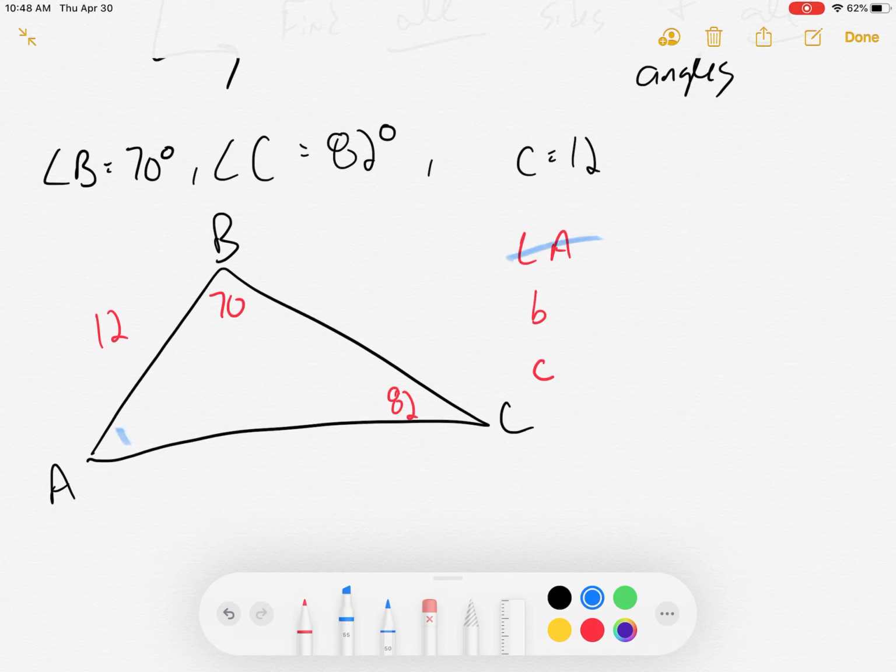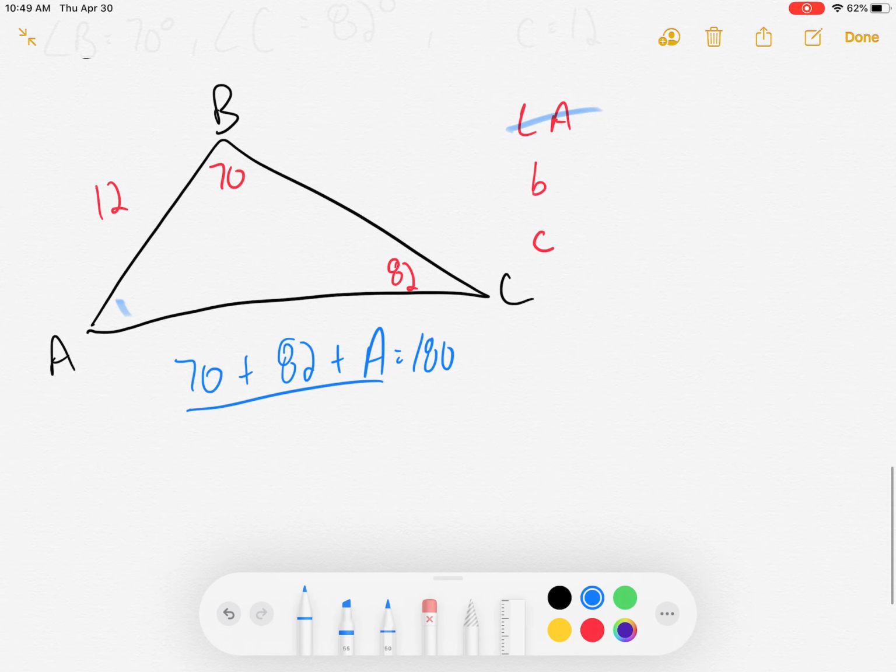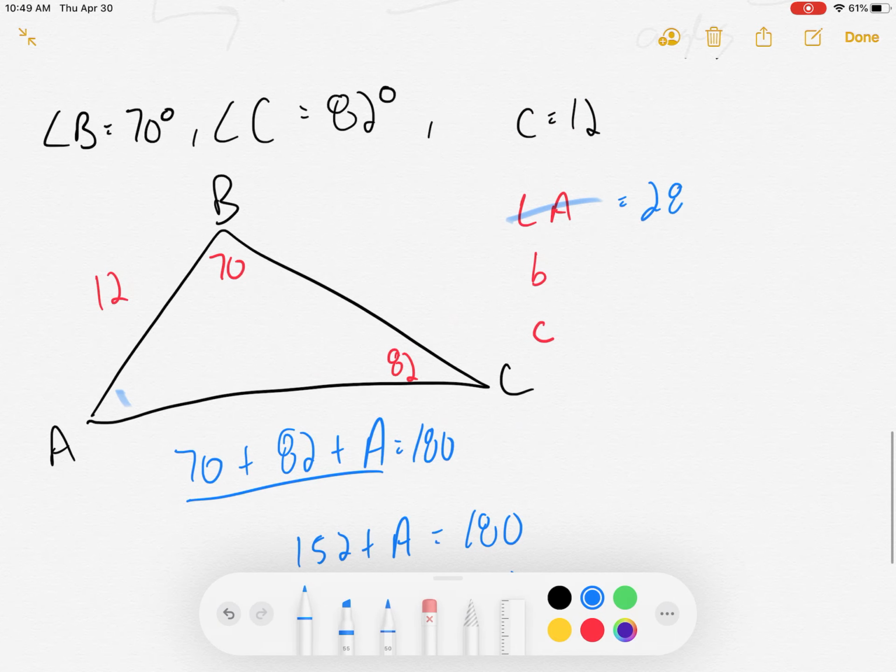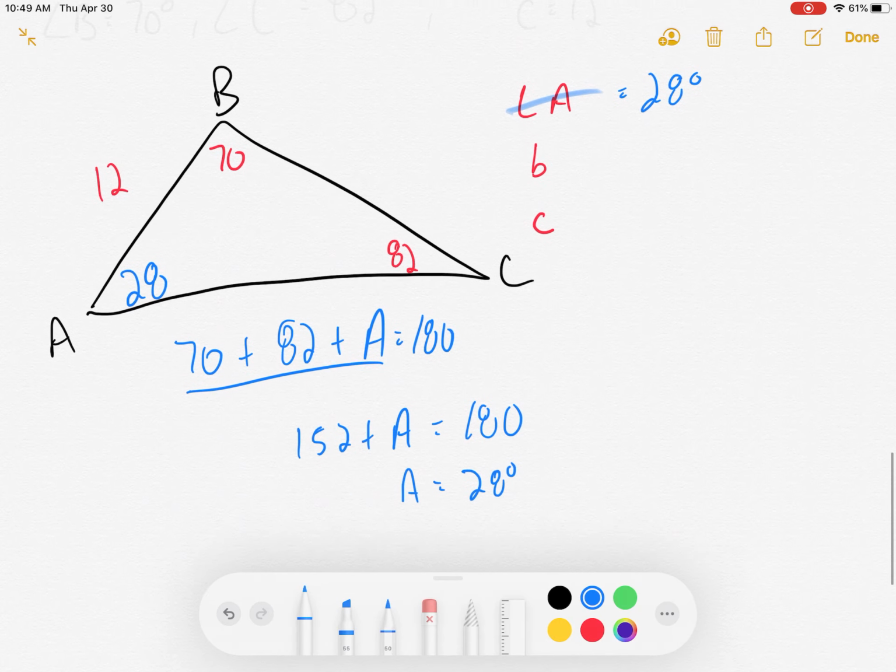Okay, the easiest one to find is going to be the third angle, because, well, they've got to add up to 180. So we're going to do 70 plus 82 plus A equals 180. 70 plus 82, that's 152, plus angle A equals 180. Subtract, subtract, we should get A equals 28 degrees. So angle A is 28 degrees. That should be easy. That's basic algebra geometry.